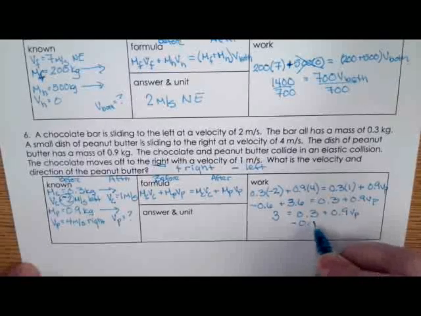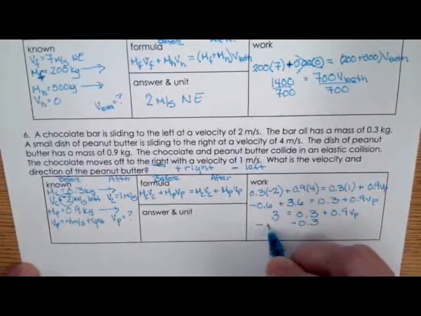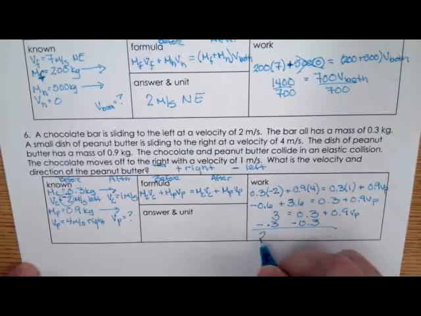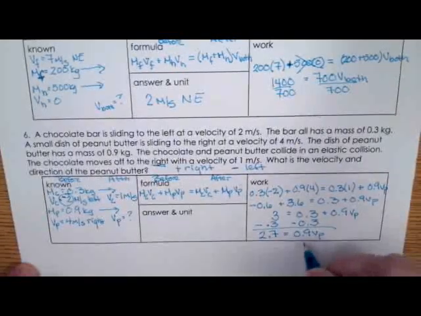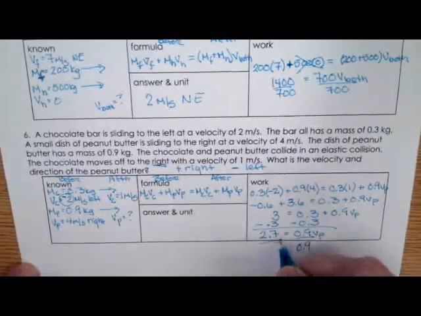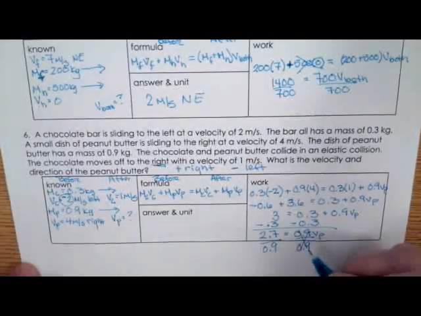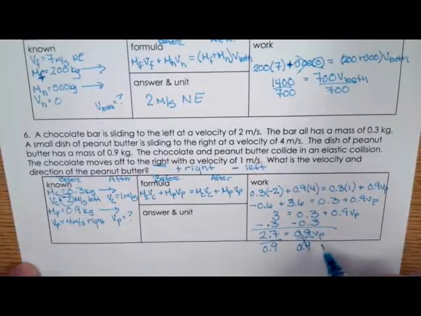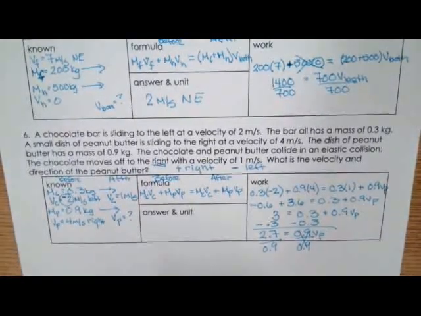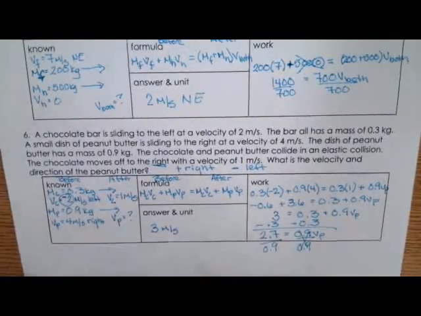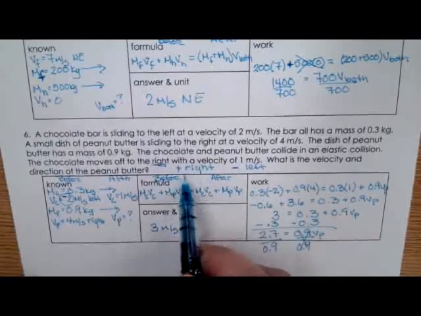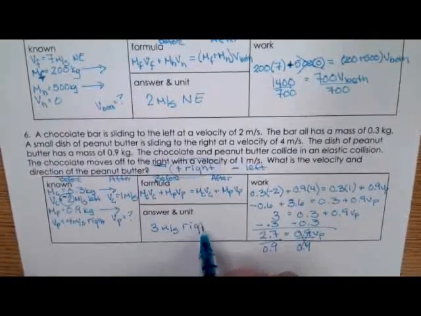We're going to subtract 0.3 from each side to give us 2.7 equals 0.9 times the velocity of the peanut butter. Now we're going to divide by 0.9 both sides. Oh, we're running out of room here. So it's a good thing because we got down to our answer, and the answer is 2.7 divided by 0.9, which happens to be 3 meters per second. And because it's a positive number, what direction is positive? We set up here, it's going to be to the right. Okay.